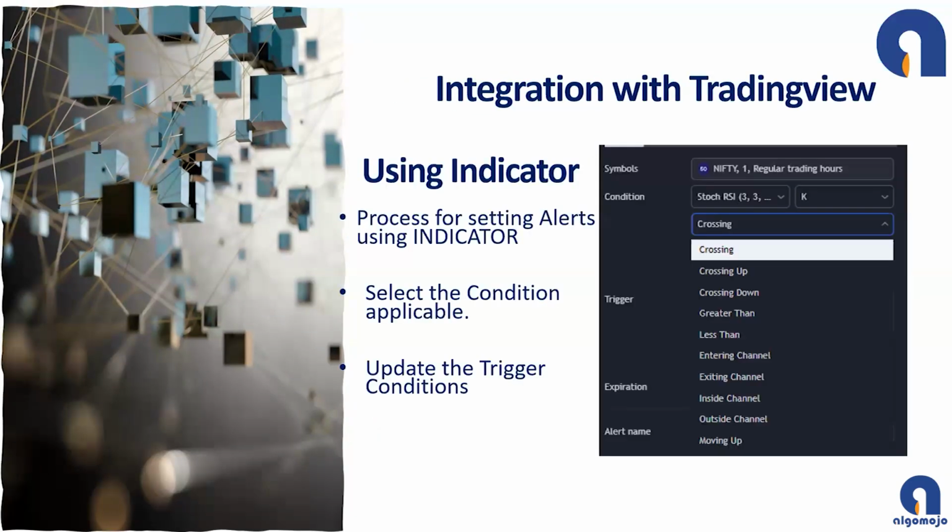So when it comes to indicators, it will vary. The conditions could be depending on the studies available. The selections could vary. It could be crossing up, it could be greater than or lesser than. So look at what the trigger should be, and based on that, you can update and create the alert.